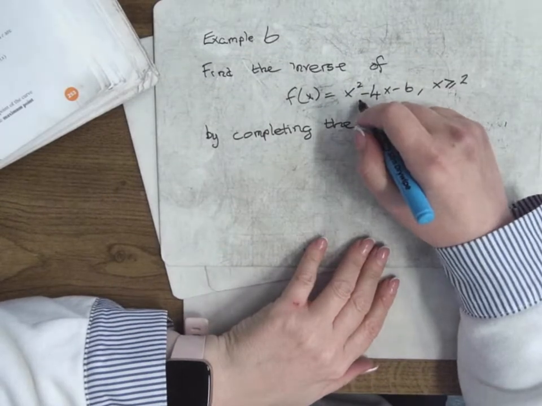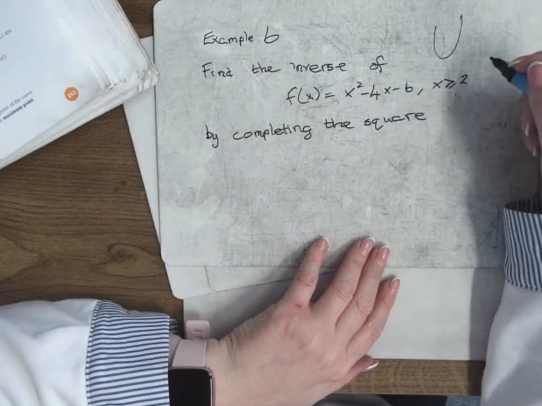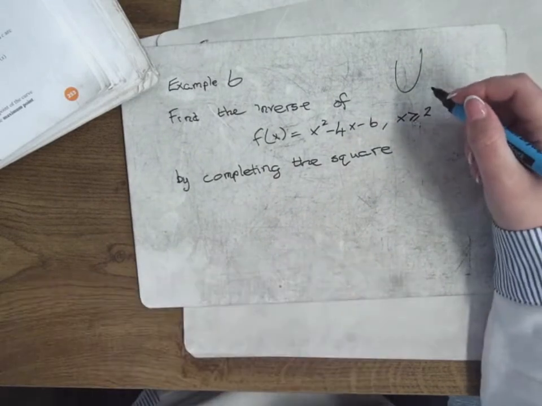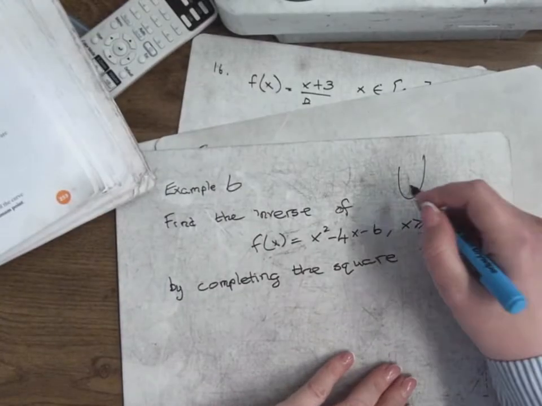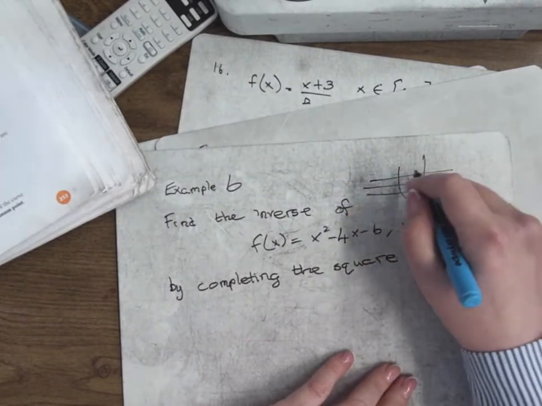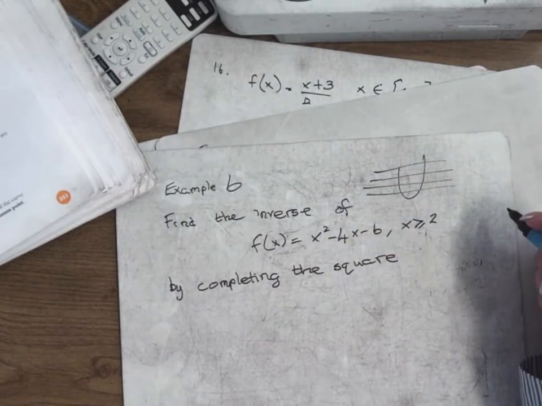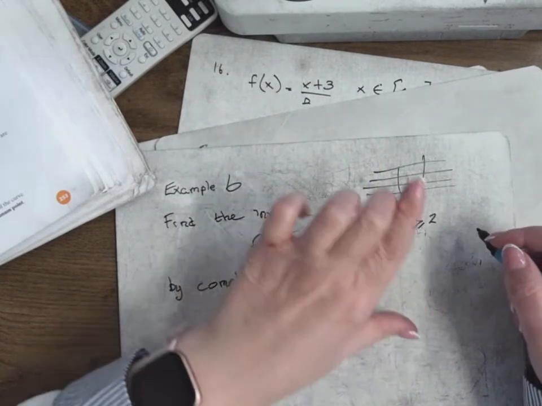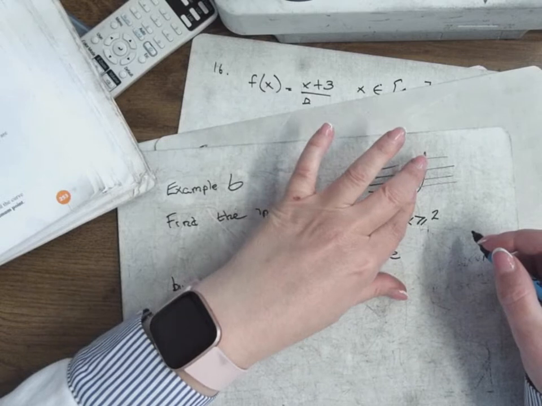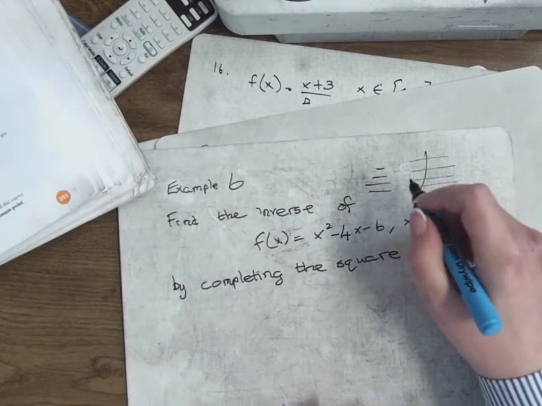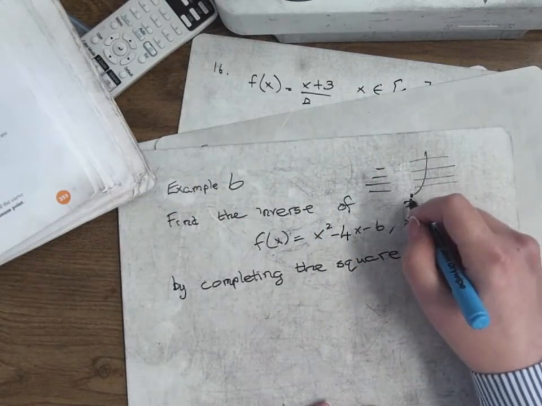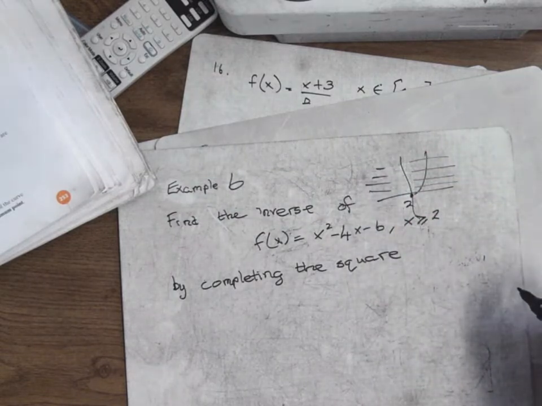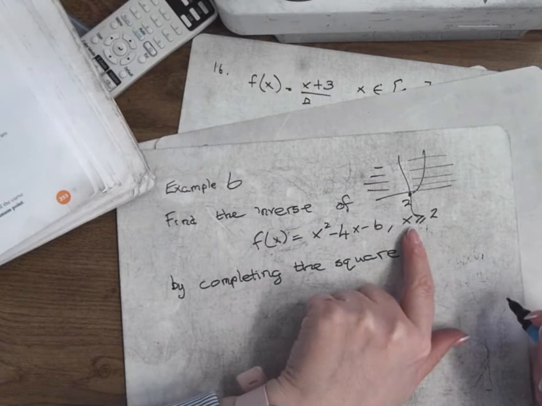If you were to draw that, it would be a U-shaped graph, agreed? That is definitely not bijective. But if they limit the range or the domain, so they limit the x values, basically they're halving the graph. The graph is going to start at 2 and go up like that. And now it's bijective.